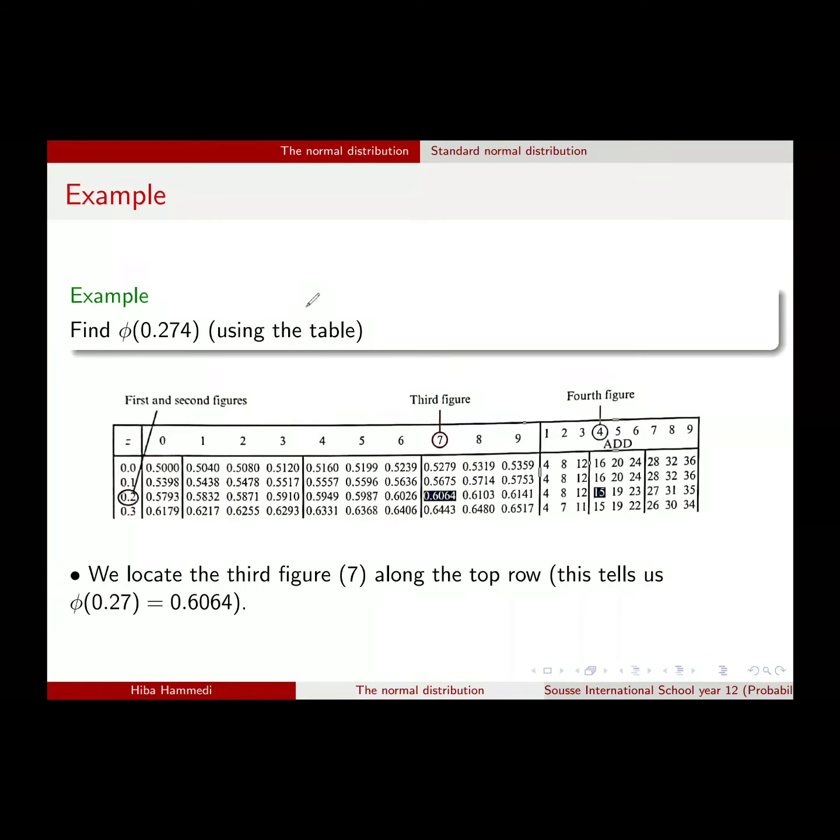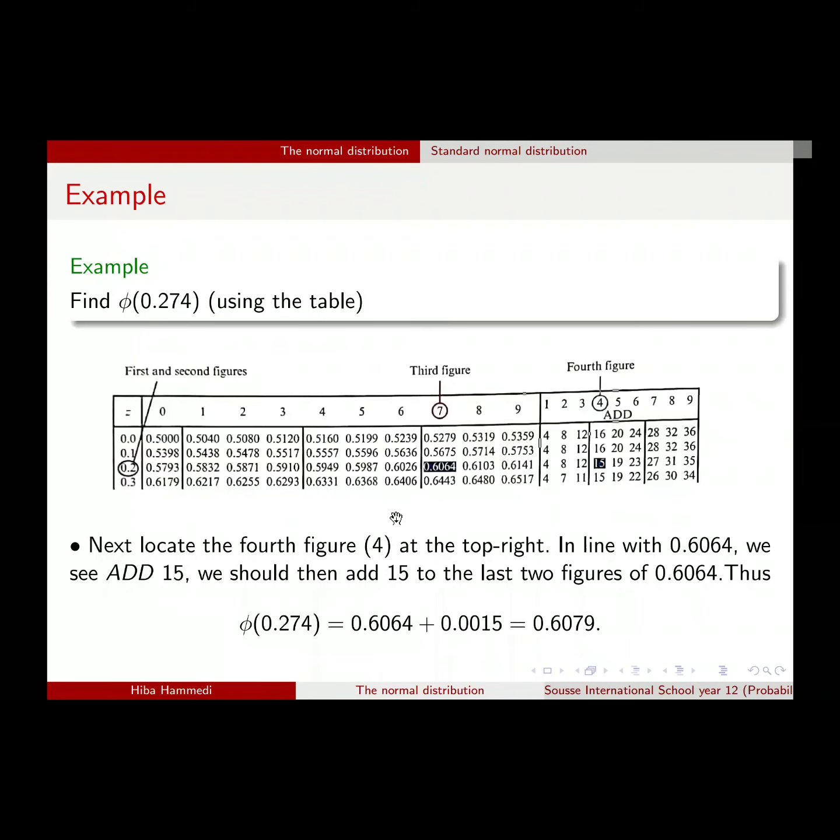Now, to carry on with this, I need to follow the last step. So the last step, I need to go to the fourth figure. The fourth figure is 4 here. And I need to focus on the intersection of this column and the same line where we found the first value. So as you can see here, it's 15. Then I need to add 15 to the last two figures for this value here. It's 0.6064.